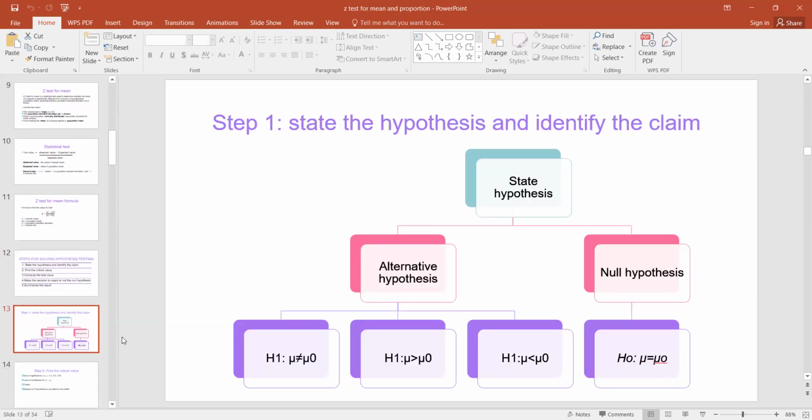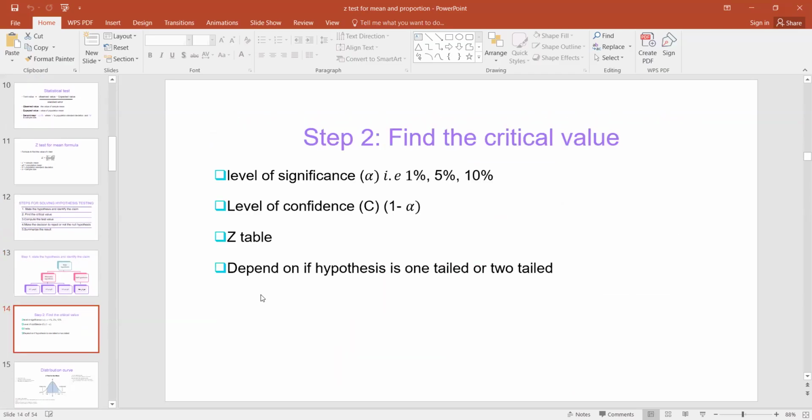Now, step 1, state the hypothesis and identify the claim. State the hypothesis, alternative hypothesis or the null hypothesis. In null hypothesis, mu is equal to mu naught. In alternative hypothesis, mu is not equal to mu naught, mu is greater than mu naught, or mu is less than mu naught. Now, step 2, find the critical value: level of significance, alpha, that is 1%, 5%, 10%; level of confidence, C, is 1 minus alpha. Readable depends on whether the hypothesis is one-tailed or two-tailed.